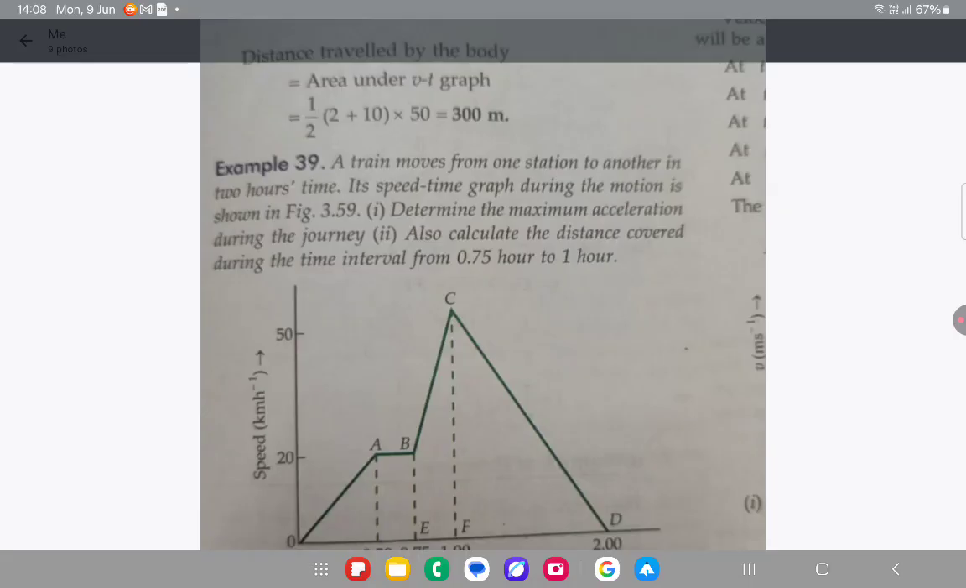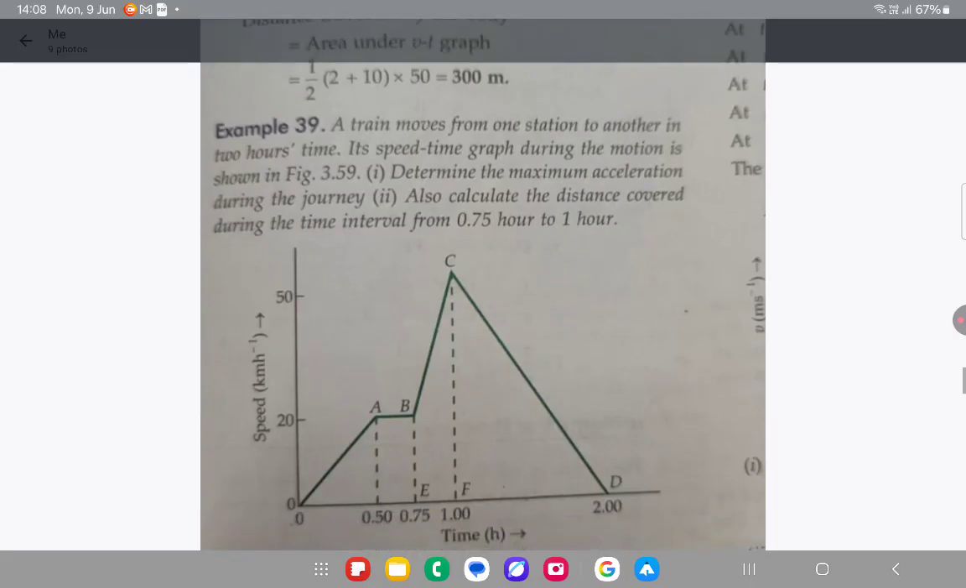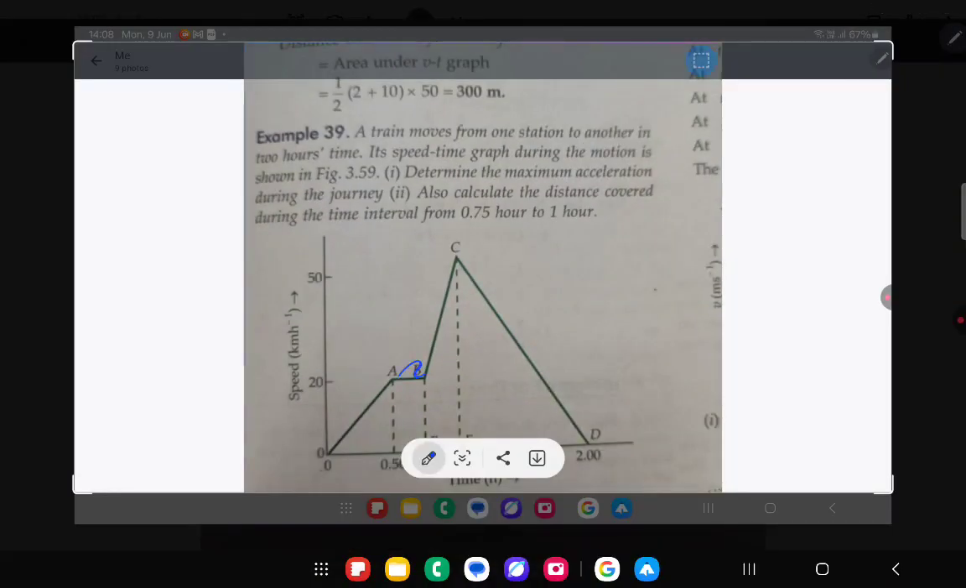A train moves from one station to another station in 2 hours. You should first slowly read this question to see how it's moving. Can you see that A to B is at a constant velocity? The fact that A to B is a constant means it's going at a constant velocity. Here it's accelerating. Here again it's accelerating. Here it's decelerating. All these things you can easily interpret.